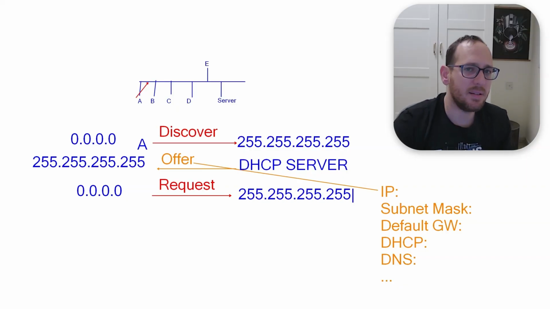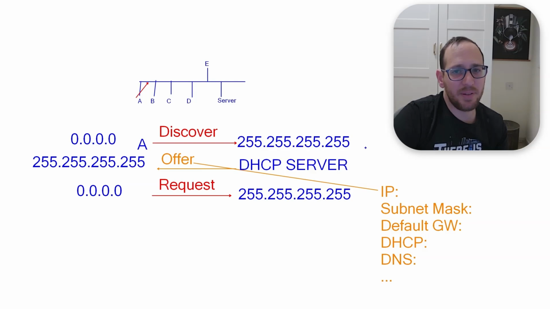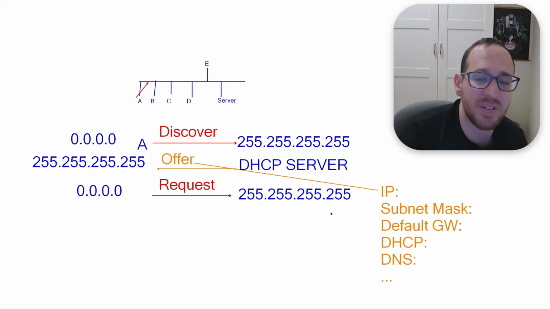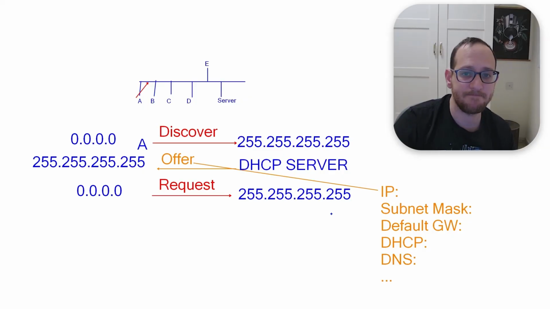Why is that? Can you guess? Well, the answer is that other DHCP servers who might have sent offers should be aware that A has requested this specific offer and not their offer, so they don't need to allocate the address anymore.